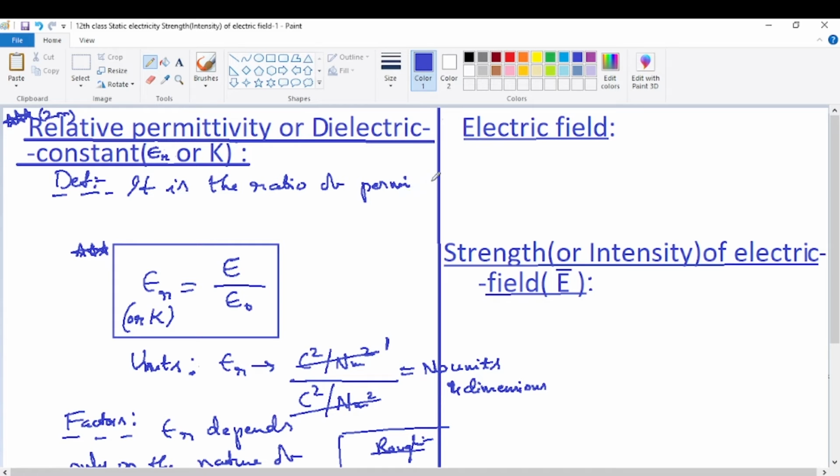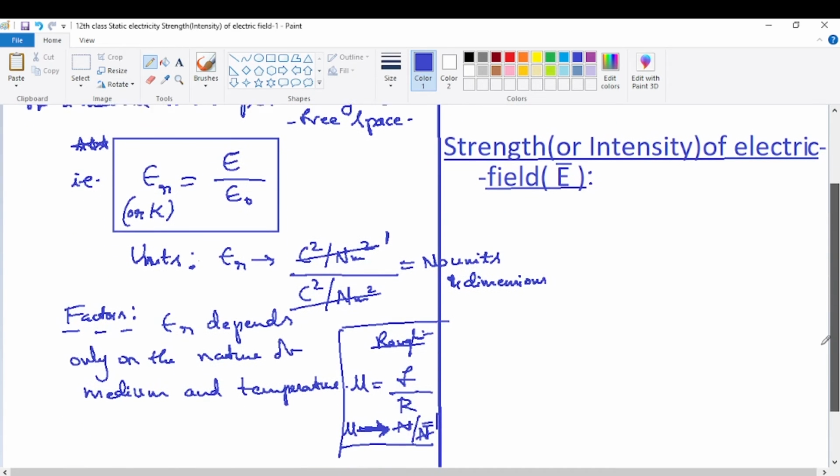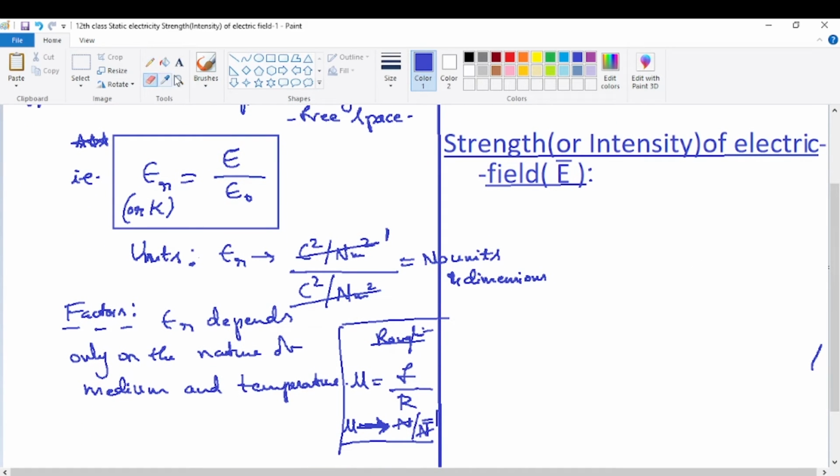You should be having it. It's a ratio of permittivity of a medium to the permittivity of free space. Free space means air or vacuum. So that is, below that the equation can be written. So that's about the quantity relative permittivity.